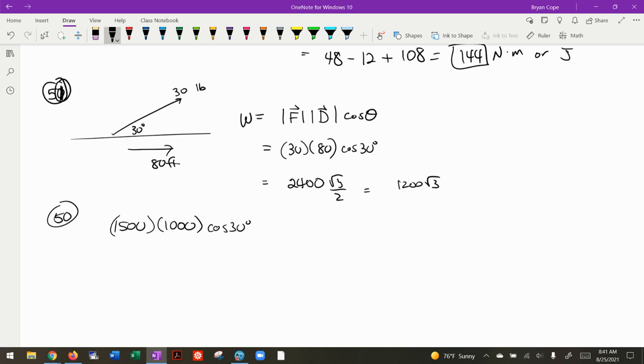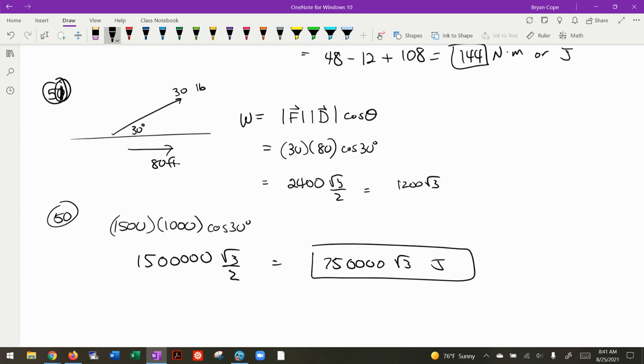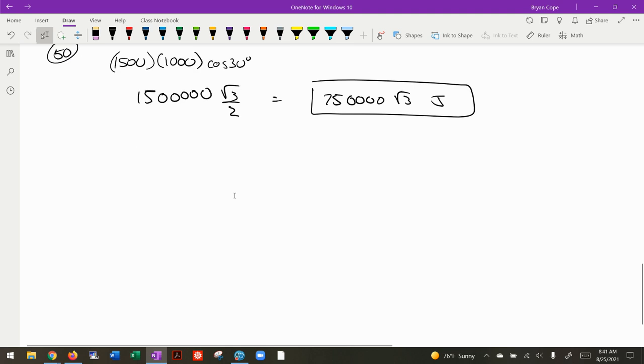So that's going to give us 1500 times 1000 times root 3 over 2. So that's going to give us 75,000 root 3 joules. There it is. And then 61. 61 is a proof. It's a really cool problem.